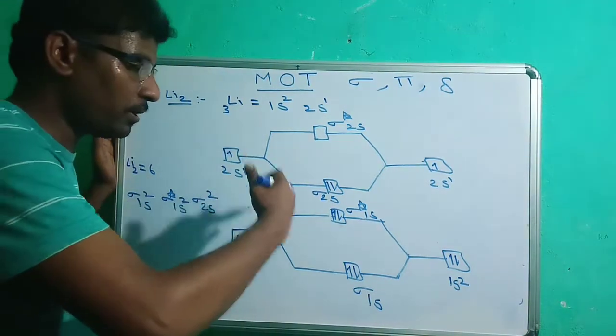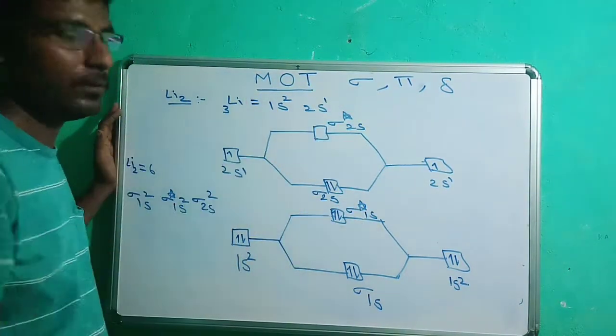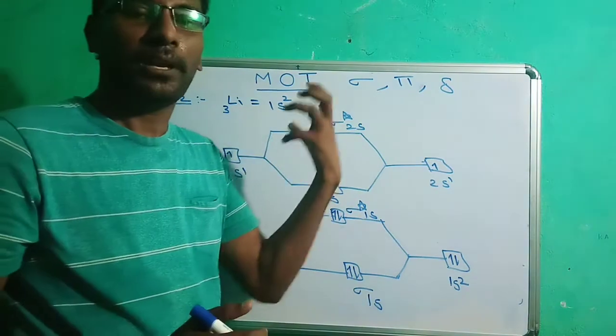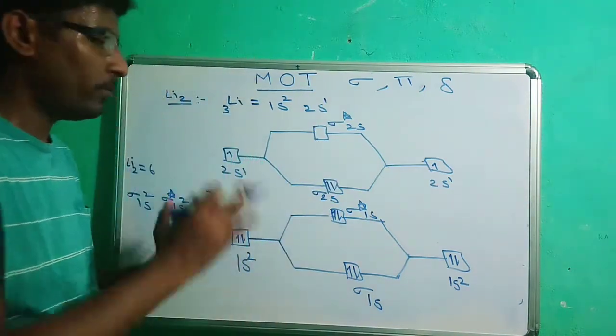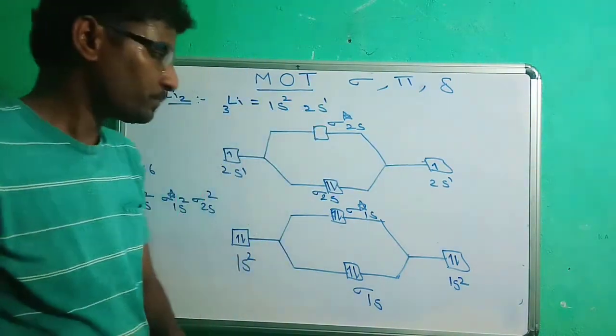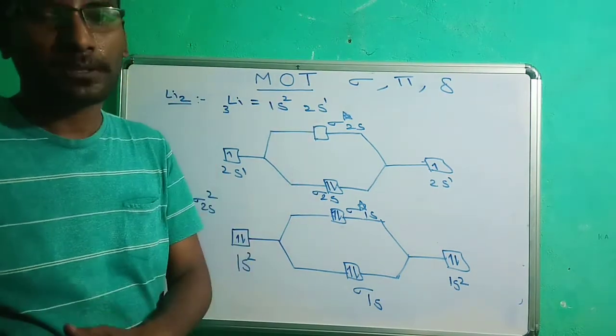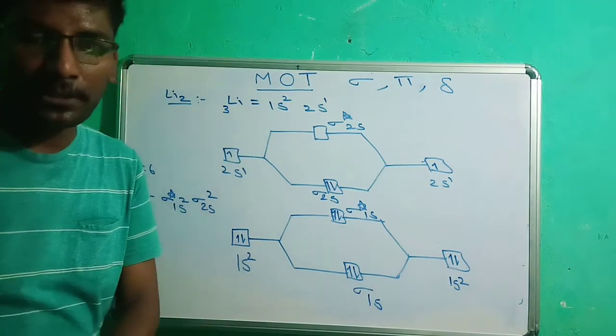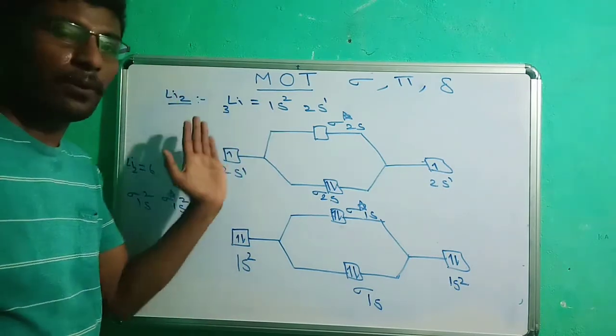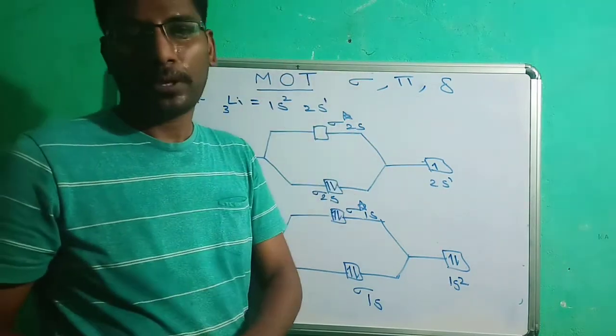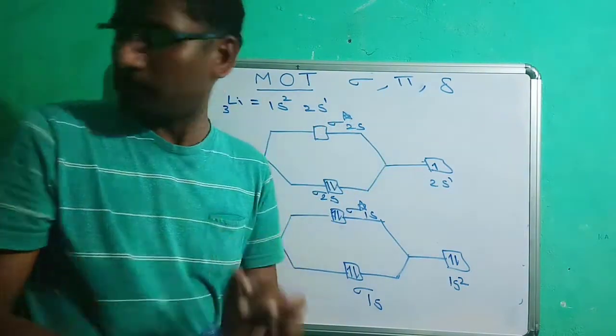Like that, for any molecule we can write these diagrams, but writing diagrams is a very lengthy process. That's why, when we come to entrance exams, there are 2 important sequences. We have to memorize that sequence. With the help of the 2 sequences, we can identify the electronic configuration of any diatomic molecule. I will explain what the 2 sequences are.